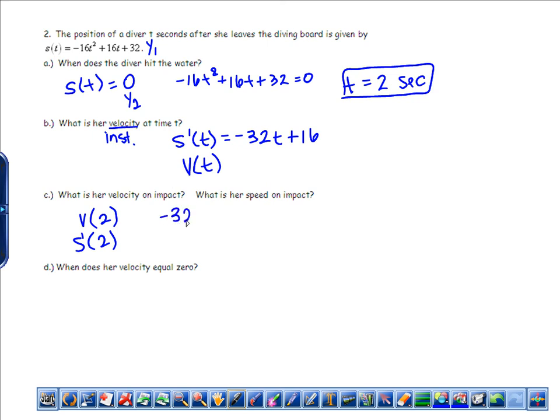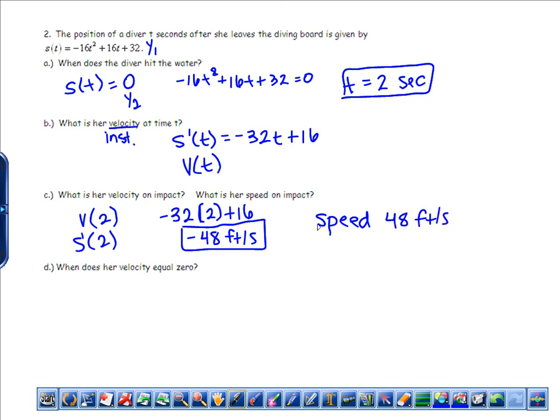We're going to take our derivative function and we're plugging 2 in. So we're doing negative 32 times 2 plus 16. And again, you're going to use your calculator for this. And that is negative 48 feet per second. And that should make sense that her velocity is negative. She's moving down. It says, what is her speed on impact? Well, her speed is just going to be the absolute value. So that's going to be 48 feet per second.